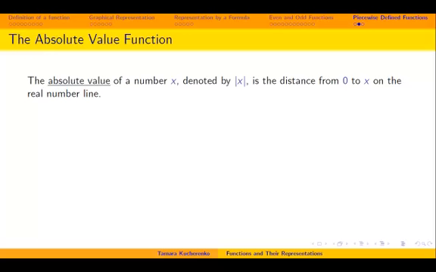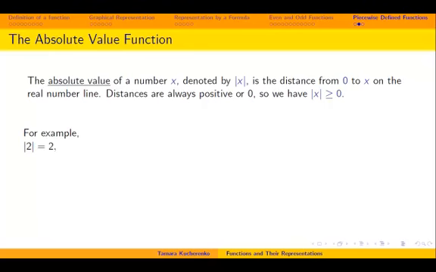Another example of a piecewise defined function is the absolute value function. The absolute value of a number x is the distance from 0 to x on the real number line. Distances are always positive or 0, so we have that the absolute value of x is greater than or equal to 0.